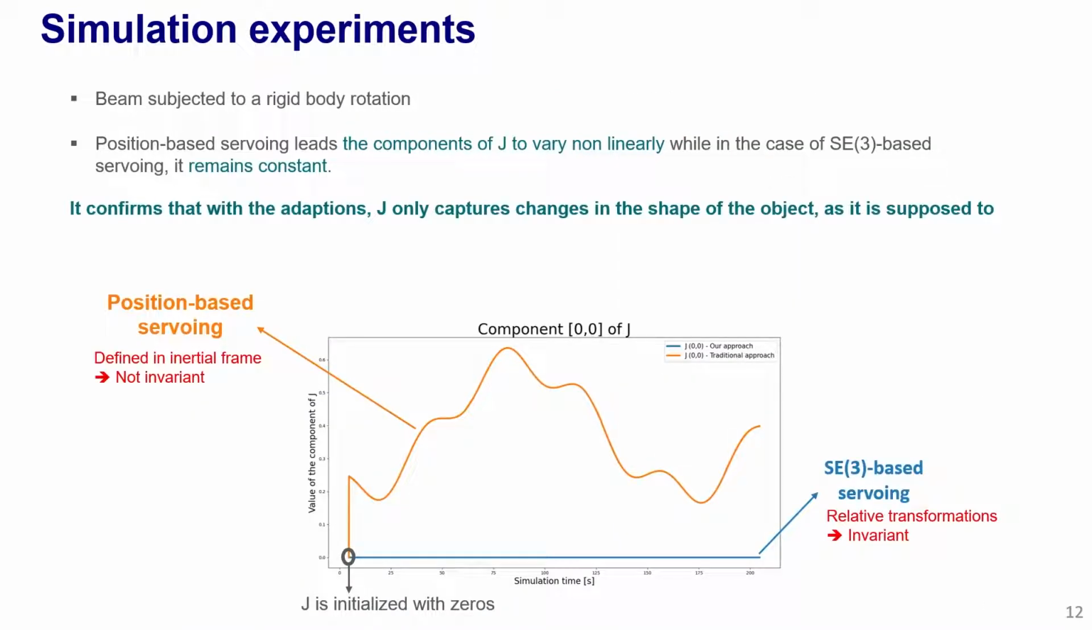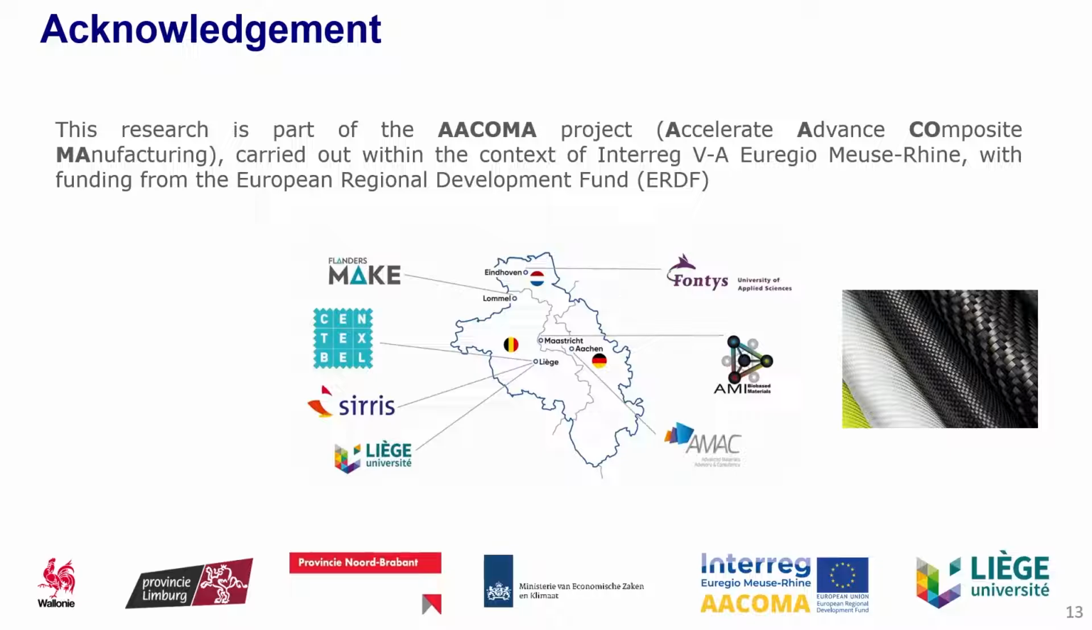Finally, when we subject the beam to rigid body rotation, we observe that in position servoing, the components of the Jacobian vary non-linearly, while in our approach it remains constant, which should be the case, since the shape Jacobian should only capture shape variations.